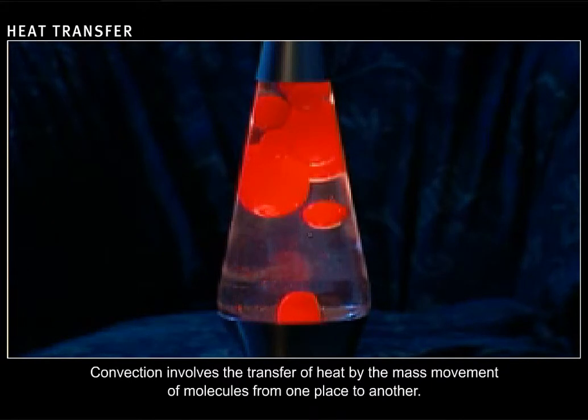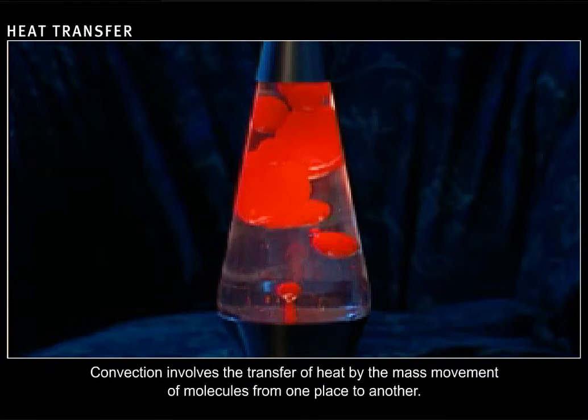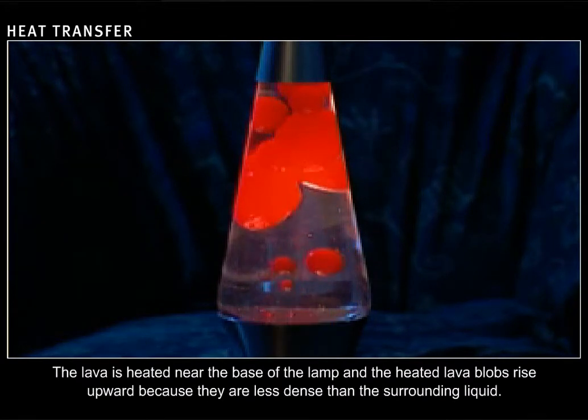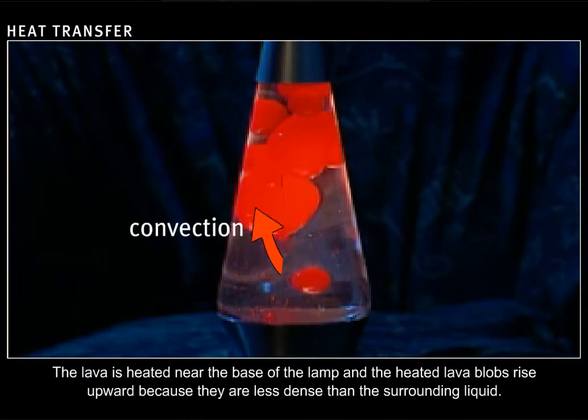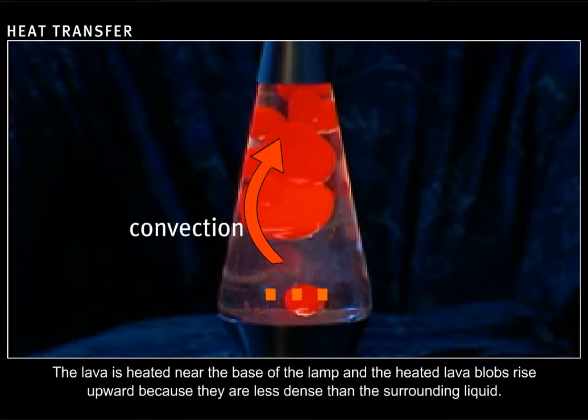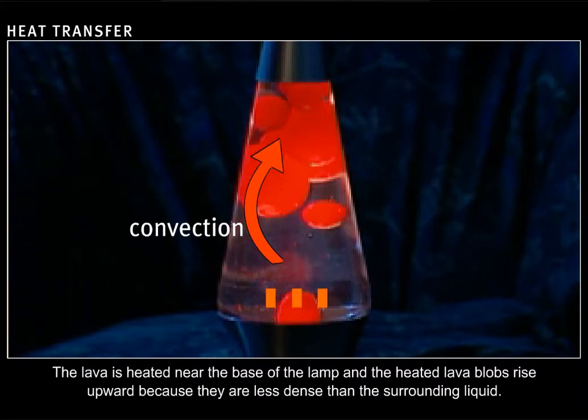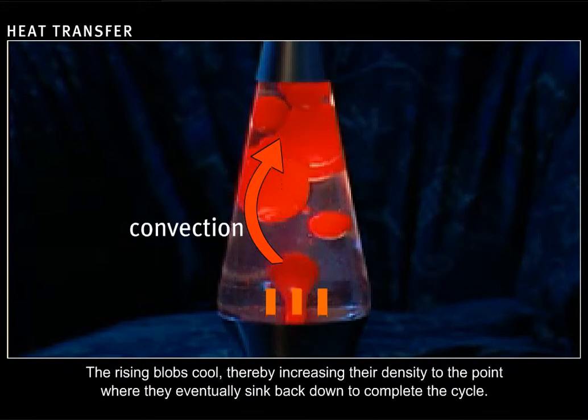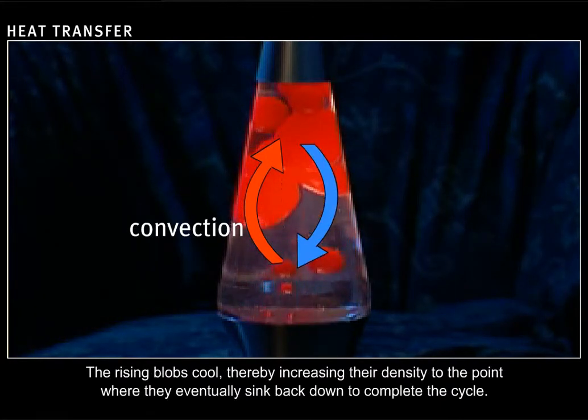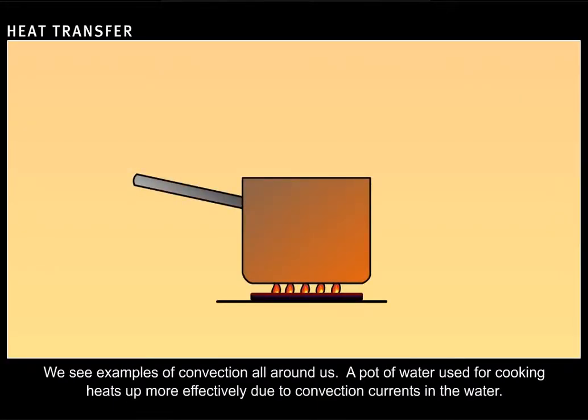Convection involves the transfer of heat by the mass movement of molecules from one place to another. The lava is heated near the base of the lamp, and the heated lava blobs rise upward because they are less dense than the surrounding liquid. The rising blobs cool, thereby increasing their density to the point where they eventually sink back down to complete the cycle. We see examples of convection all around us.